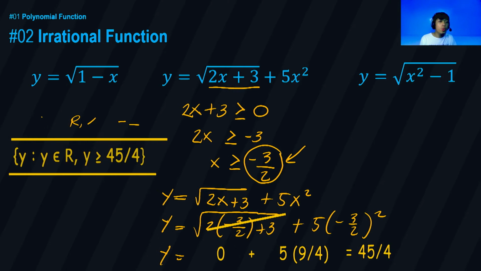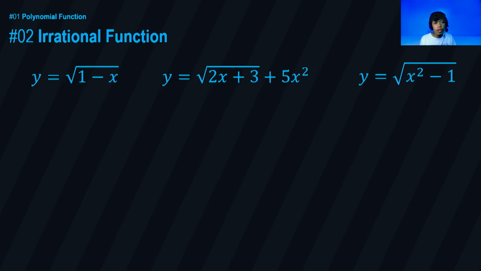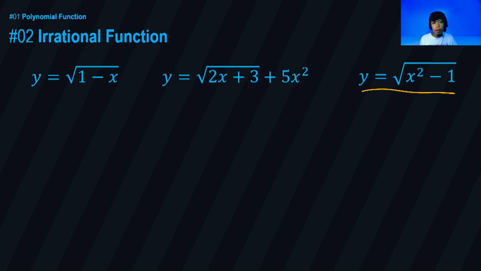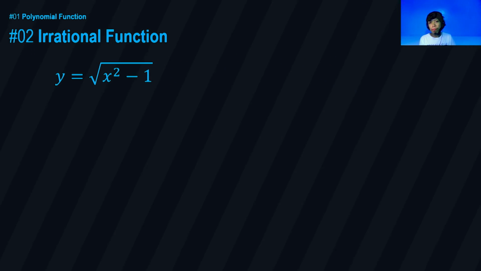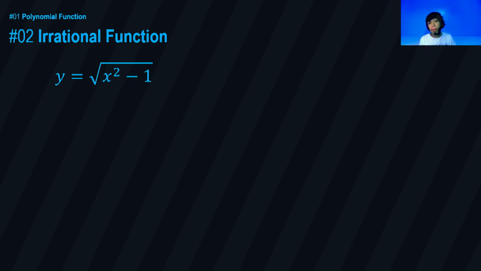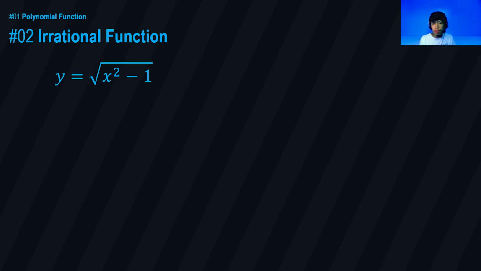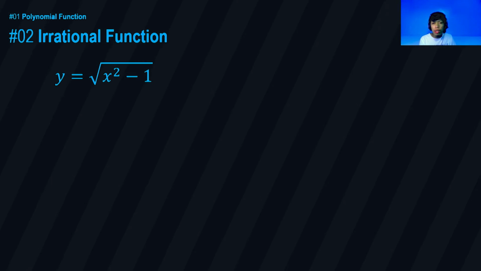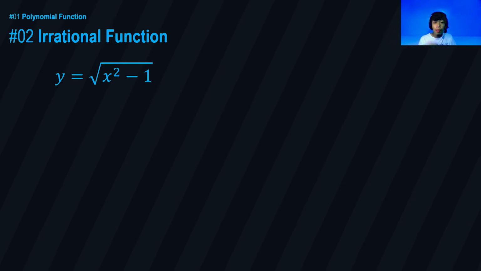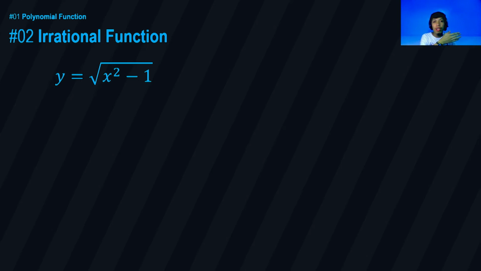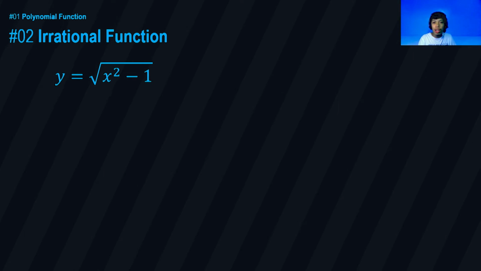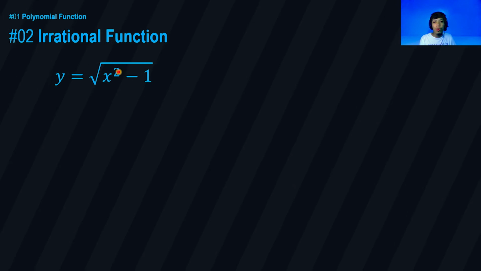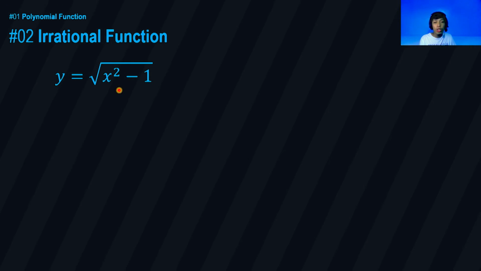So how about this one, the third one here? Let me put it here. Suppose we have these irrational functions. How do we find the domain? Same process. This time you equate, because the radicand is not linear anymore. It's quadratic. The highest exponent of x is 2. So the radicand is quadratic.